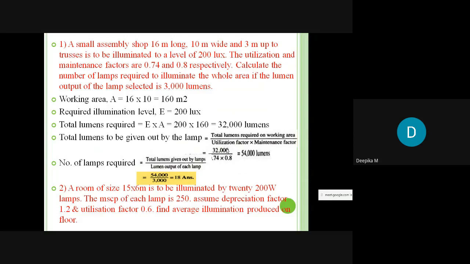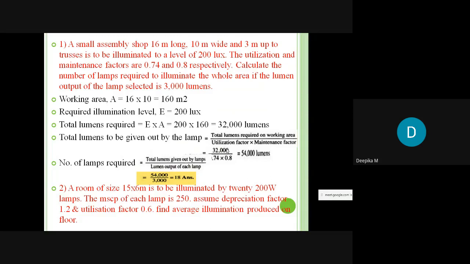So this thing you have to be thorough about while solving this problem. Total flux given out by the lamp is different. Total flux reaching the working plane is different. So if the total flux reaching the working plane is known, then you will divide the lumens by utilization factor into maintenance factor.